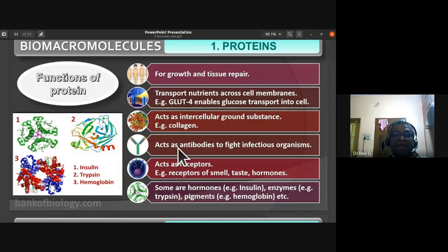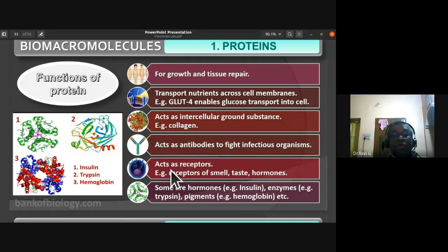Proteins act as antibodies to fight infectious organisms. Antibodies are proteinaceous in nature. We also call them immunoglobulins. Antibodies, enzymes, and hormones are all proteinaceous in nature.